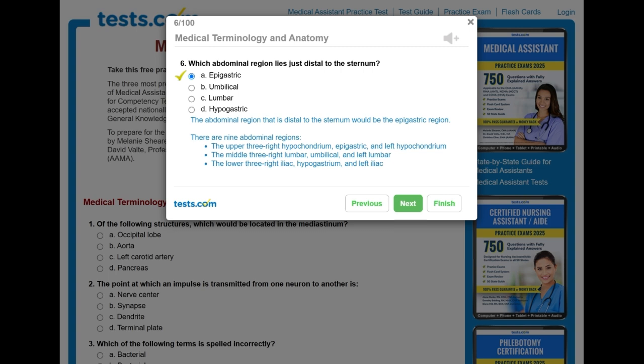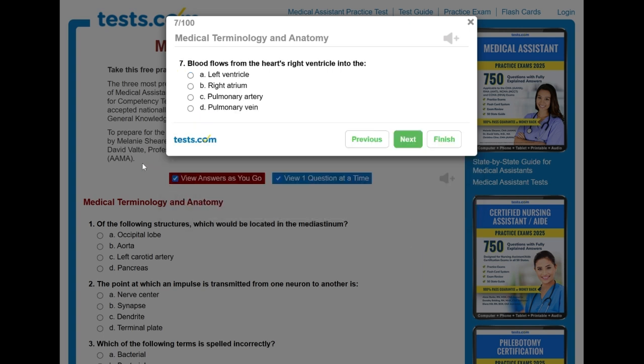There are 9 abdominal regions. The upper 3: right hypochondrium, epigastric, and left hypochondrium. The middle 3: right lumbar, umbilical, and left lumbar. The lower 3: right iliac, hypogastrium, and left iliac.